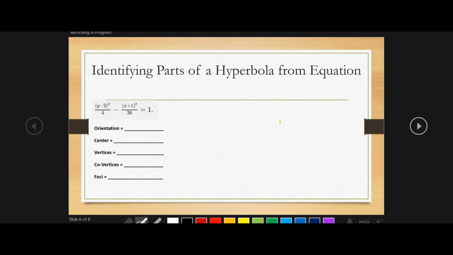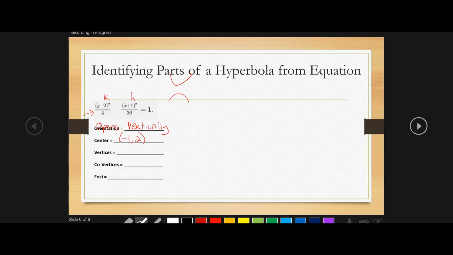Orientation is going to be, because this is positive, it's going to be vertical. Again, it shouldn't really say orientation, it should say opens. It opens vertically. So it should look something like that in the end. This time the center is, again, this is H, this is K. Be careful with that. So it's going to be negative 1, 2.